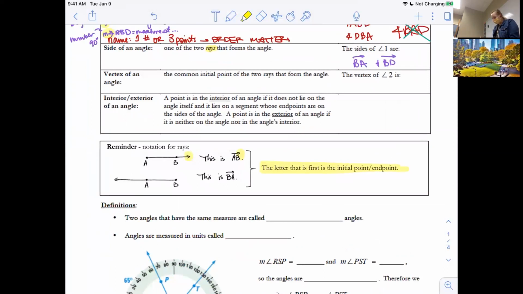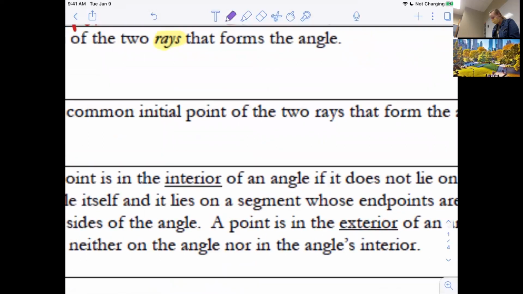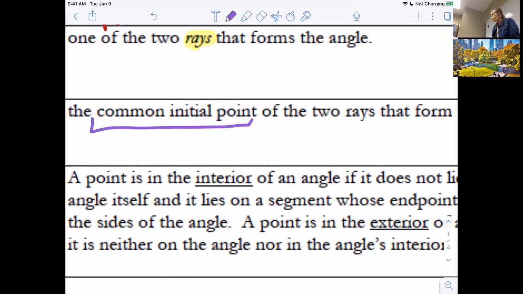Now I've got vertex. The vertex is the common point between the two rays. What's the vertex of angle 1?